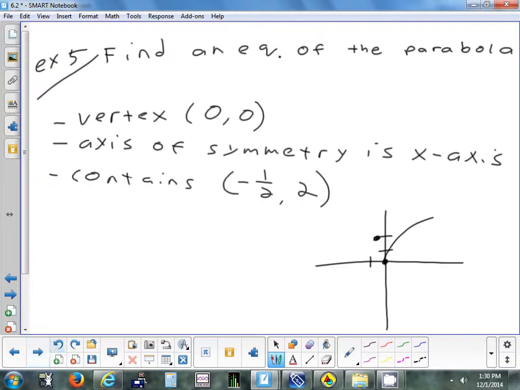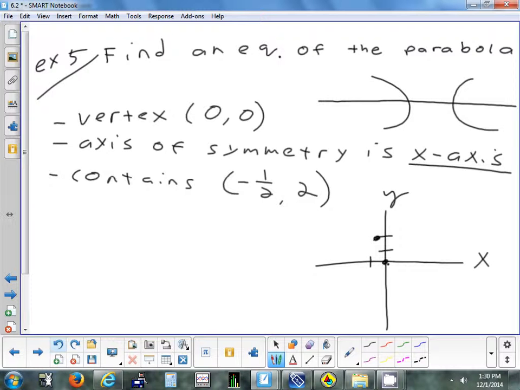And the other reason you know that it opens left is your axis of symmetry is horizontal. If you're going to cut something in half and have it be symmetrical horizontally, it either opens this way or that way. It's got to open left or right if the axis of symmetry is horizontal. Okay, so it's x and y. It opens left. We don't need a sketch. That's just to help us get the equation. When it opens left, the equation is y squared equals -4ax.